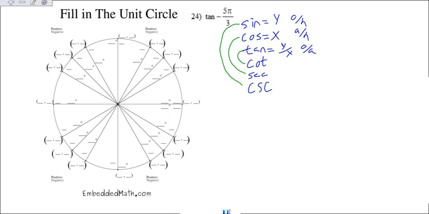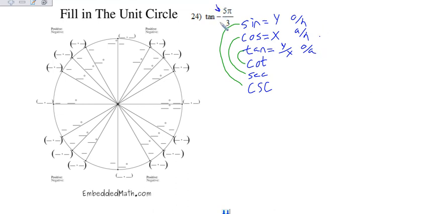Let's try this video to look at number 24, which is asking us to find not the tangent of 5 pi over 3, but the tangent of negative 5 pi over 3. So let's first of all talk about this blank unit circle that we have.